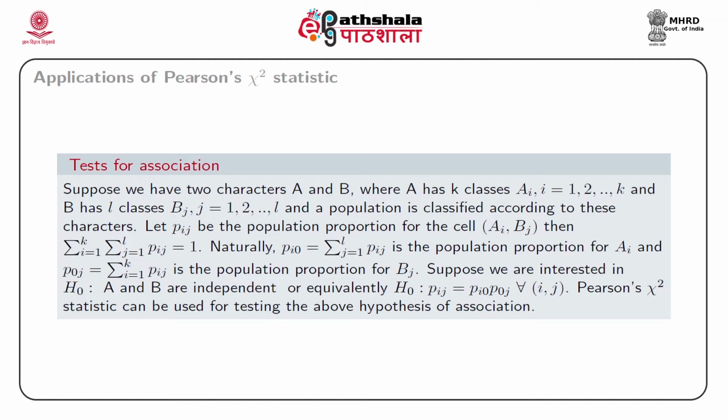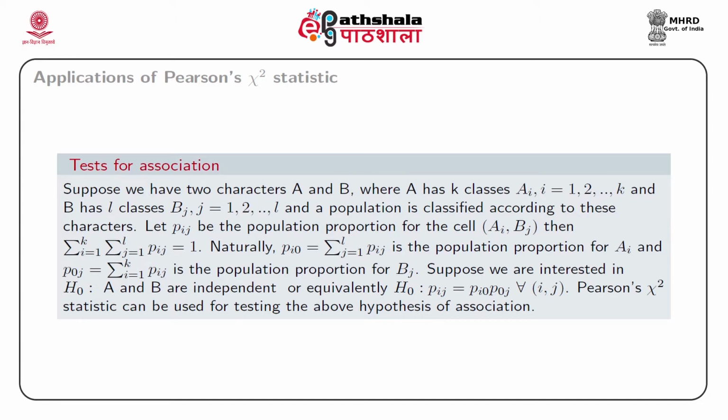Suppose we are interested in testing the null hypothesis that A and B, that is these two characters, are independent, which can be equivalently expressed as Pij equal to Pi naught multiplied by P naught j for every i, j.